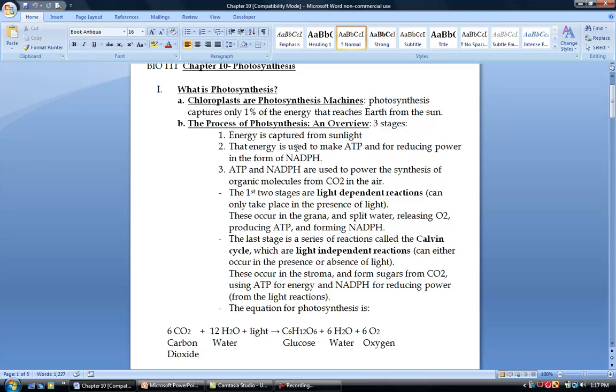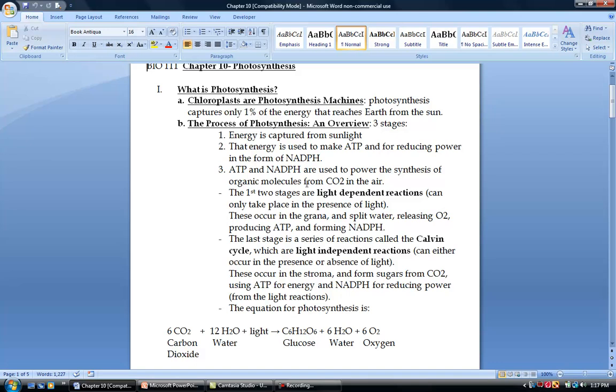Okay, so if we look at photosynthesis, just a really, really general overview, first thing that's going to happen is the energy from sunlight is going to get captured, and that energy is going to be used to make two things, ATP and NADPH. Then that ATP and NADPH that were produced are going to be used to power the synthesis of organic molecules from CO2 in the air. And what I'm talking about is that this CO2 is going to be used to make this glucose down here.